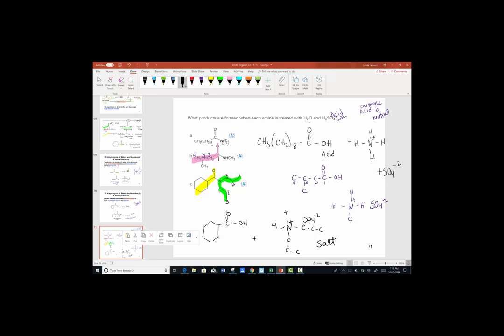And now the same question, but this time it's asking us to treat those same reactants, but this time with NaOH, sodium hydroxide. And so let me just add a slide.